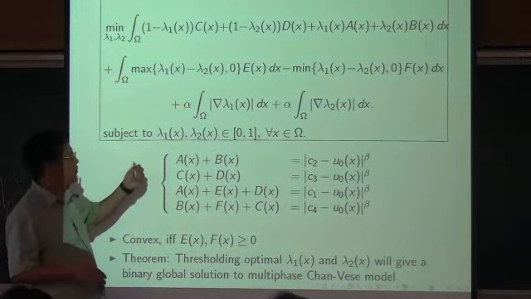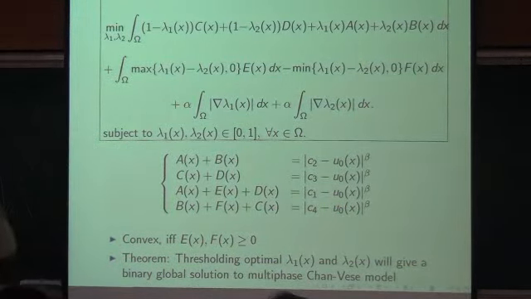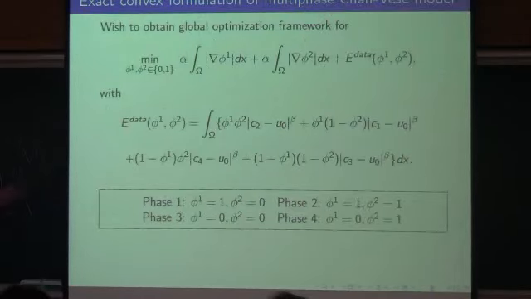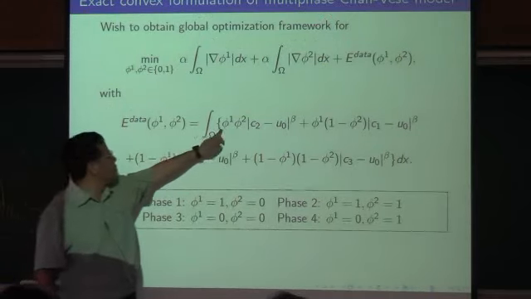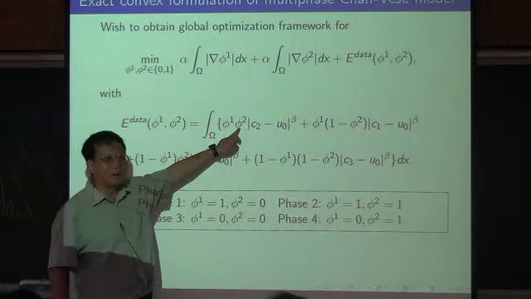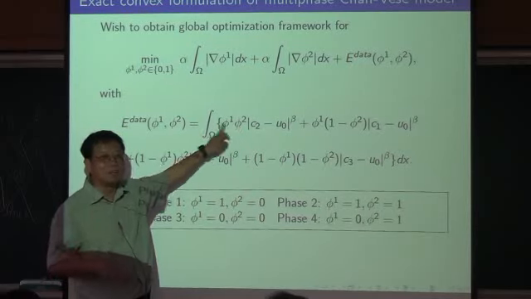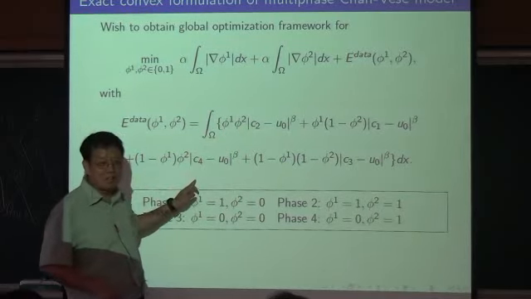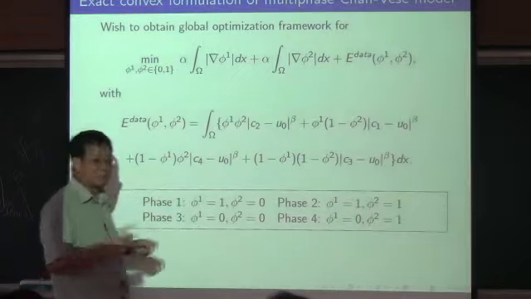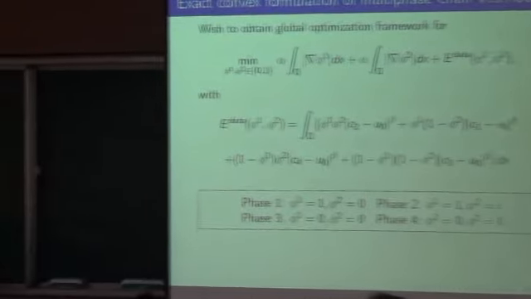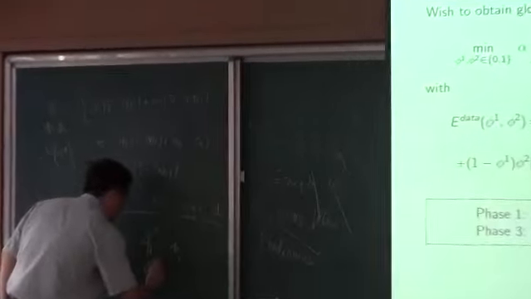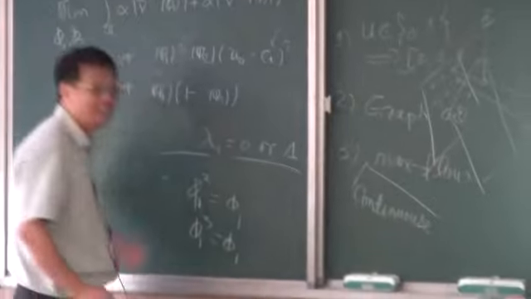So for this functional, it is not convex. However, when you assume phi 1, phi 2 are binary, 0, 1, there are infinitely many ways to write this one. You see that if phi 1, phi 2 are binary, phi 1 squared equals phi 1 cubed, which also equals phi 1, right?